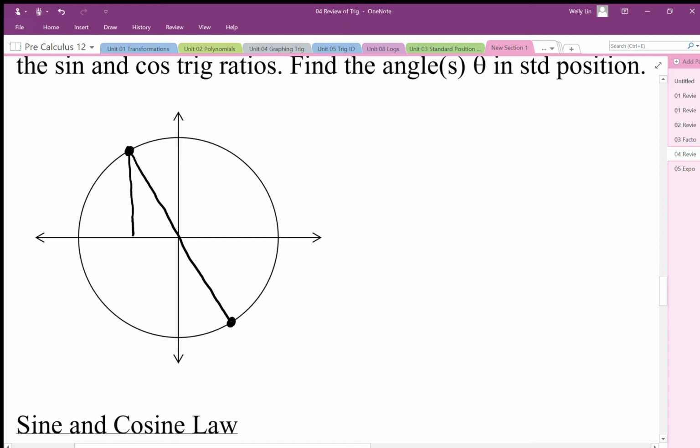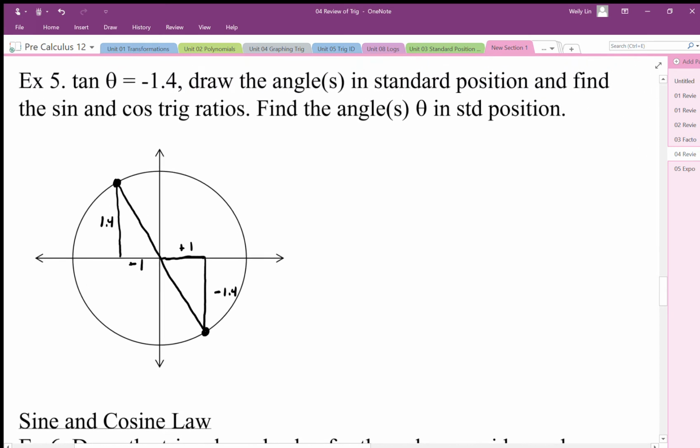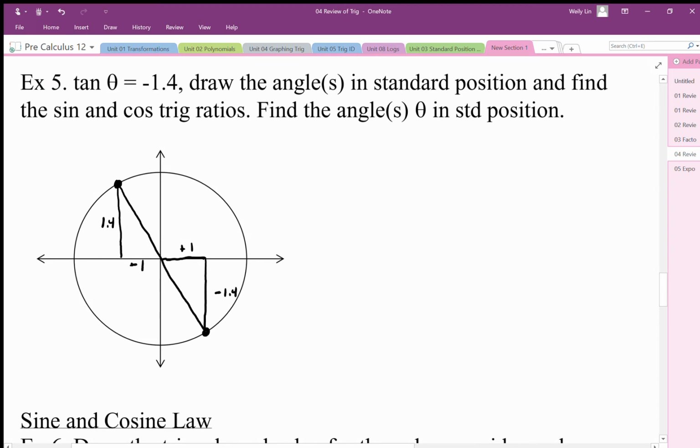So I'm just going to draw my rise and run. That's going to be negative 1.4, and then that's going to be positive 1.4. That position is positive, and this x position then ends up being negative, and that gives me my slope of negative 1.4. If I draw my triangle over here, my position is negative 1.4 for the y, and positive 1 for the x, which also gives me a slope of negative 1.4. So those are my two spots that I'm using to show this tan ratio or slope of negative 1.4.